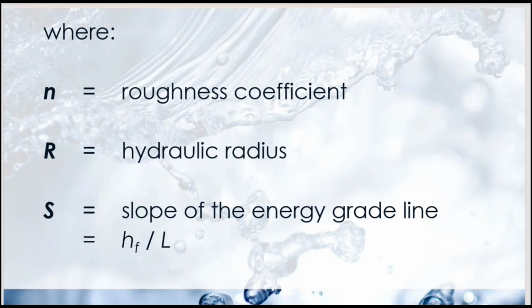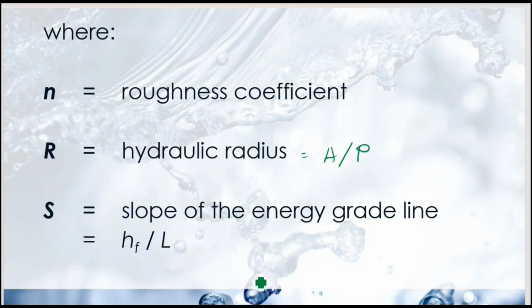So N is the roughness coefficient using Manning. A while ago, we also had the roughness coefficient, or absolute roughness, but that is in terms of epsilon. R is the hydraulic radius, the same as what we discussed last time, that is area over the perimeter. S is the slope of the energy grade line, which is the head loss over the length. Okay, so this is the slope.